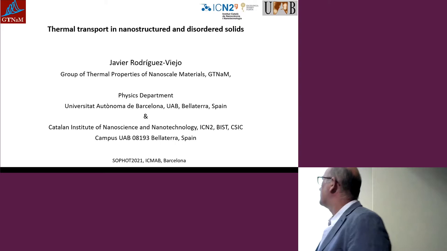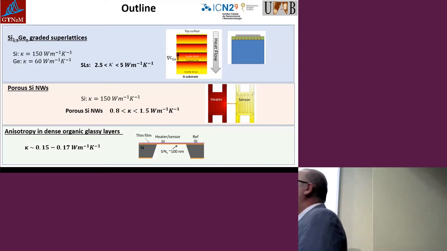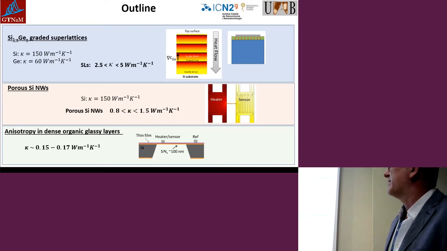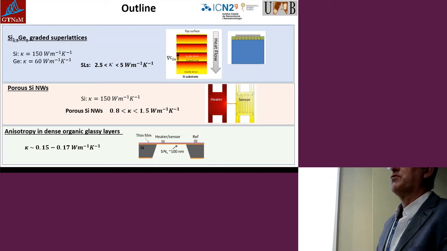So basically, the idea of my presentation is showing you some of the measurements that we've been doing in the lab for the past few years, in which I will show you three different systems: thin films, nanowires, and other organic thin films, measured with three different techniques, but closely related. They are electrically based techniques, three omega and related techniques.